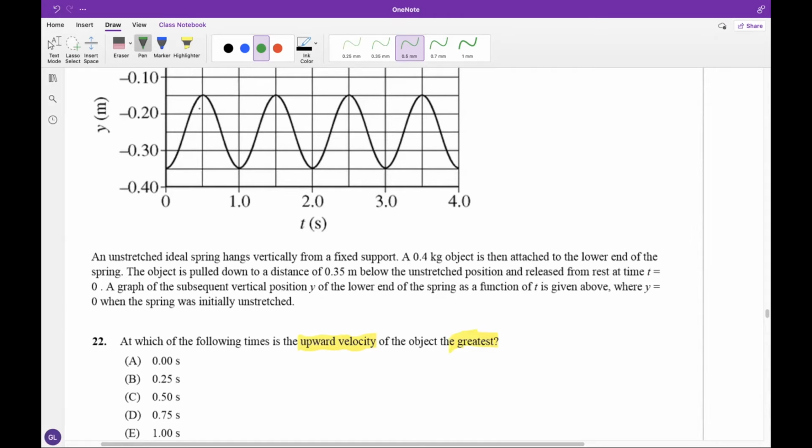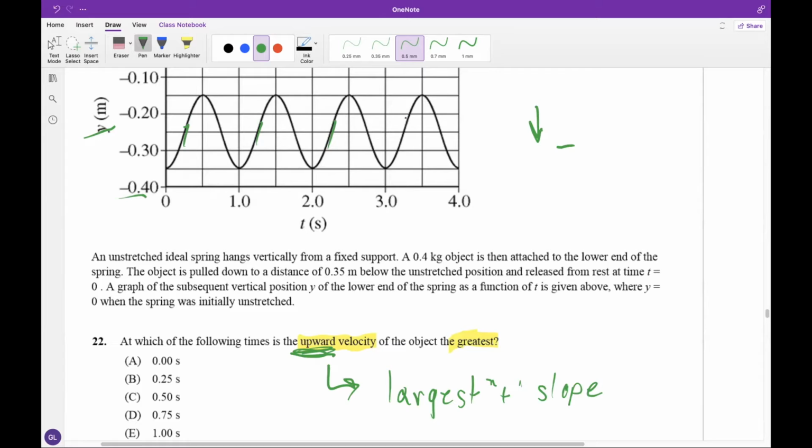Okay, so let's go ahead and look at this one. Well, as we were talking about earlier, velocity is the derivative or the rate of change of position with respect to time. So we should be thinking, when is the derivative the greatest, but not just any derivative, upward. So it looks to me like as we pull it down, we have a negative direction for the displacement. So they're telling us down is negative. So that tells us, when do we have the largest positive slope? Derivative is just a fancy word for the slope. Where is the slope the steepest positively?